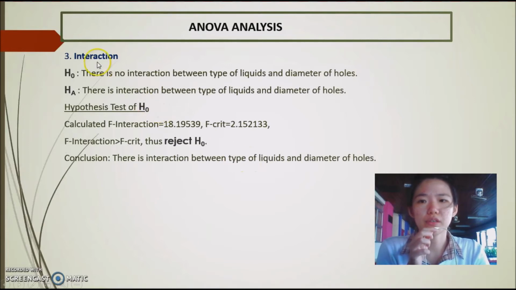The third one will be interaction, where we state that there is no interaction between type of liquid and diameter of hole for the null hypothesis, and the opposite for the alternative hypothesis. Same thing goes for the interaction part, where F interaction is bigger than F critical, so we reject the H0 as well.